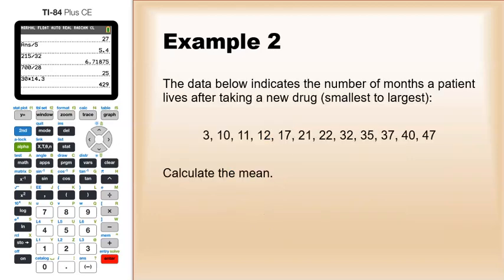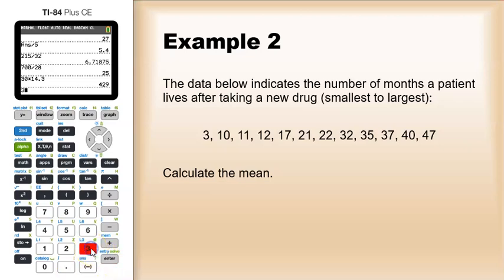Okay, so suppose the data you see there on the screen indicates the number of months a patient lives after taking a new drug. And these are ordered from smallest to largest. Now, if I want to compute the mean, I first need to add them up.